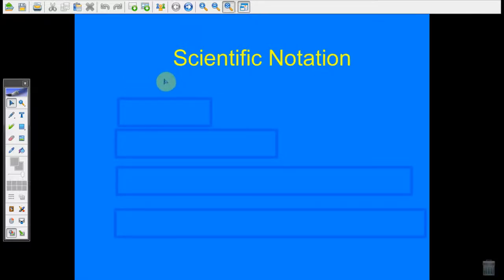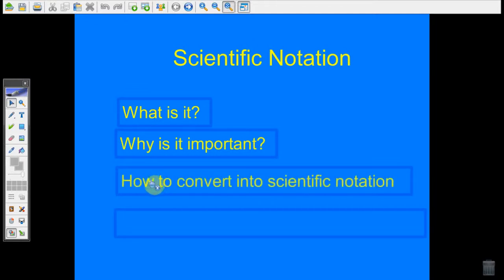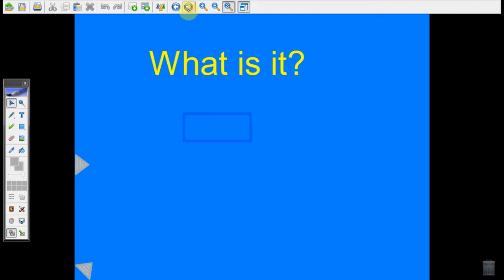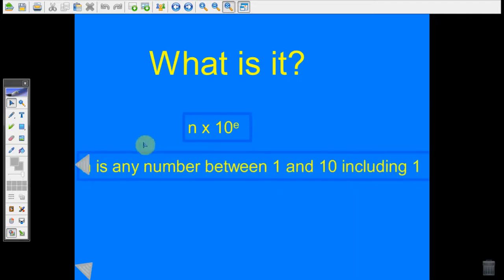Hello, today we are going to talk about scientific notation. We are going to discuss what it is, why it's important, how to convert into scientific notation, and how to convert out of scientific notation. What it is: it can be written in a general form as a number n times 10 to an exponent e. So here is an example of what this looks like.